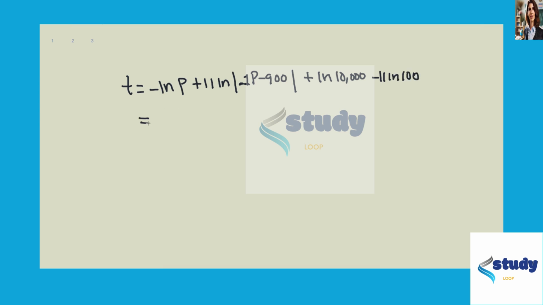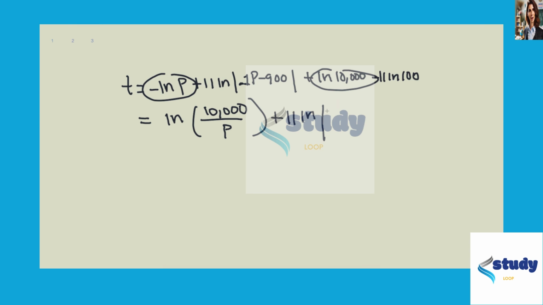And then let's simplify this. Ln of 10,000 over p. So I'm just combining these two and using the log properties. And then I could pull out an 11 and use log properties again here. So on top we'll have 0.1 times p minus 900 over 100. And then we could clean this second expression up a little bit.